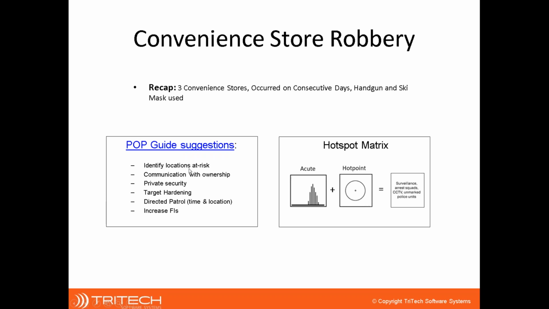We've identified the at-risk locations, communicate with the ownership of those places, potentially to hire private security, harden the targets, and try to prevent crime through possibly installing a fence or things like that, and directed patrol at specific places and specific times, and maybe increase FI so that we can try to gather more information about these cases. And then we also talked about the hotspot matrix, where it's focused in time, focused in space, which leads to those types of recommendations as well.